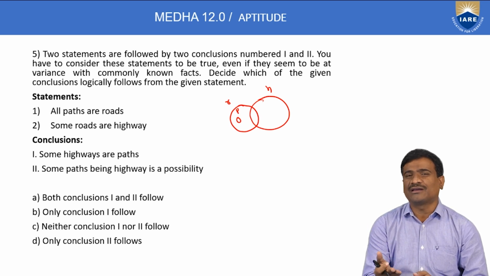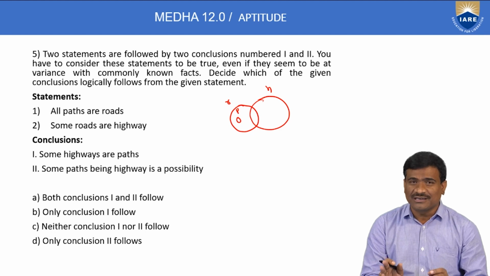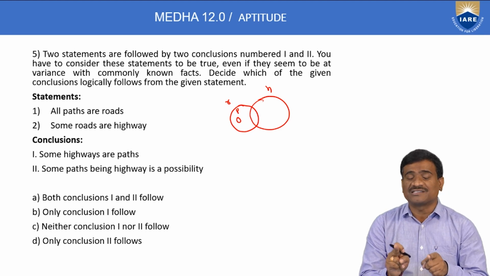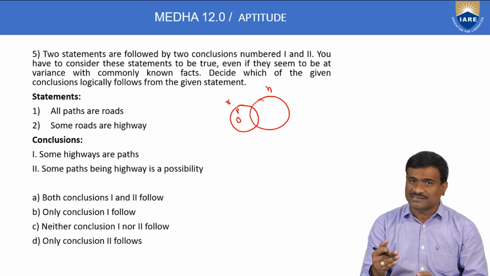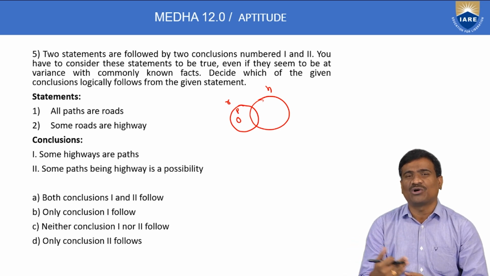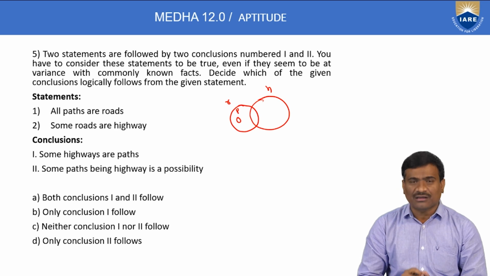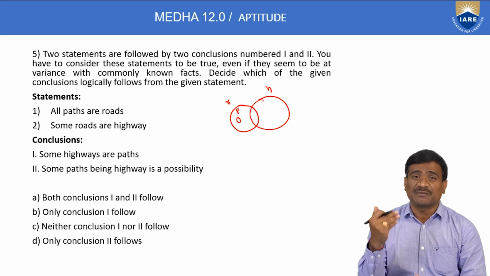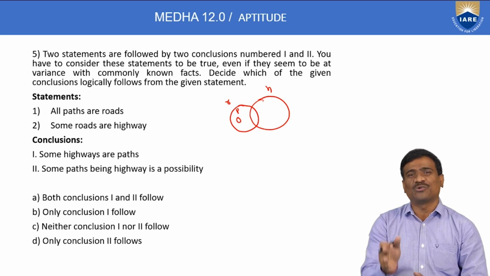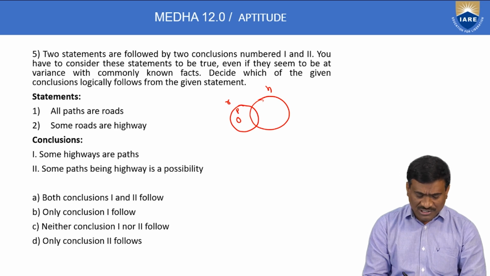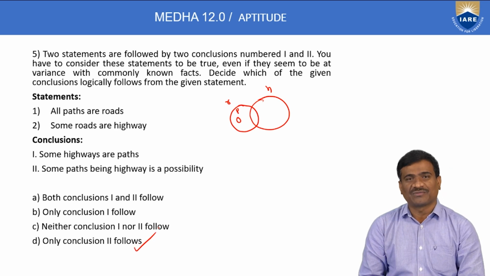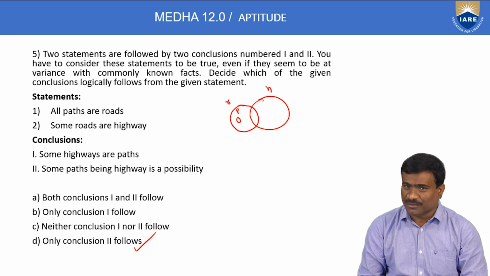That is called either-or, which is the only possibility, but not that no highway is a path. That statement is invalid. And also some highways are paths. These 2 combined are called maybe. But for the second conclusion, the possibility statement is also given. That is exactly correct. But the first one is not correct. So only 2 follows. Option D. This is the method for the deduction topic.